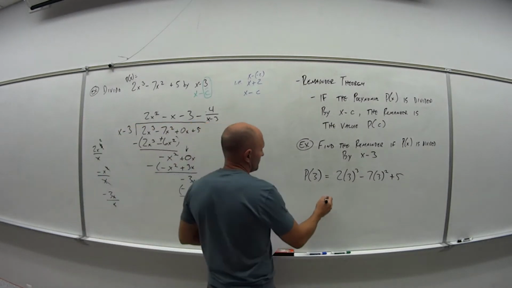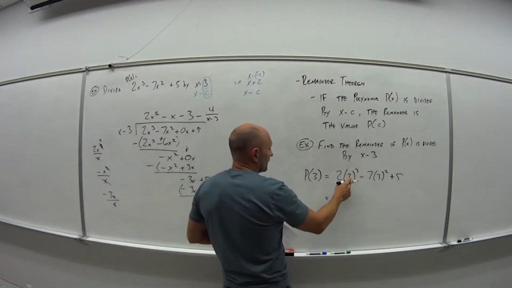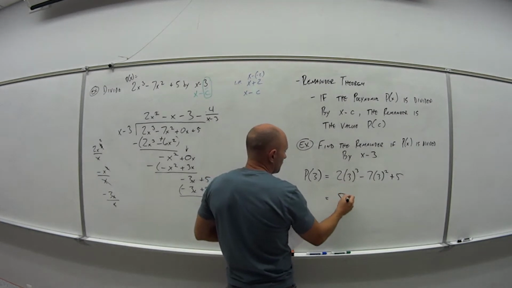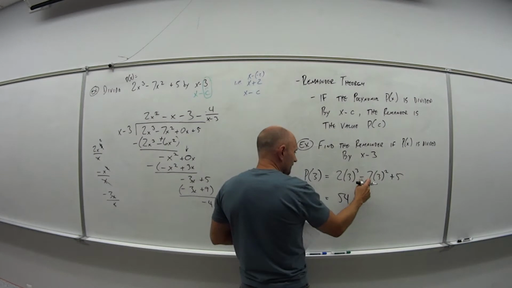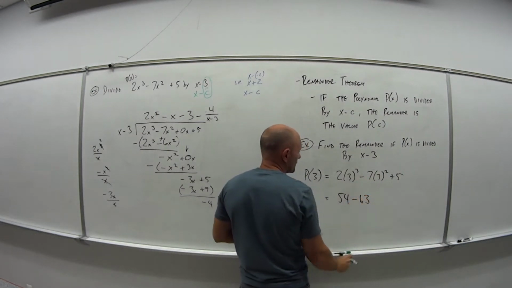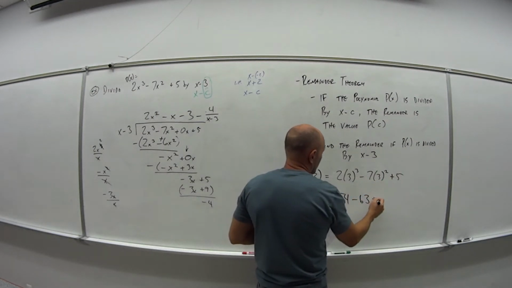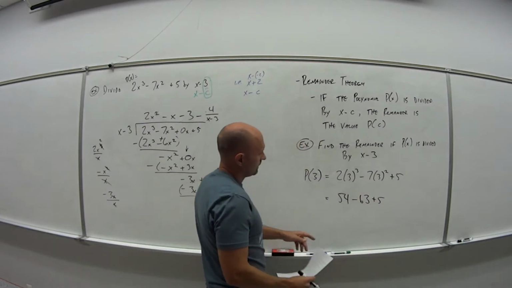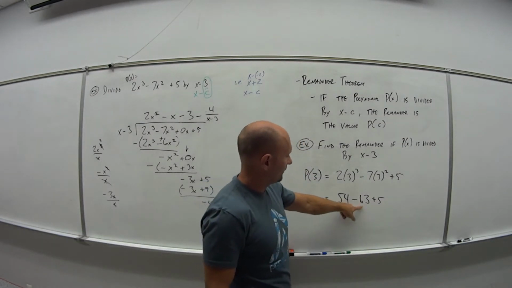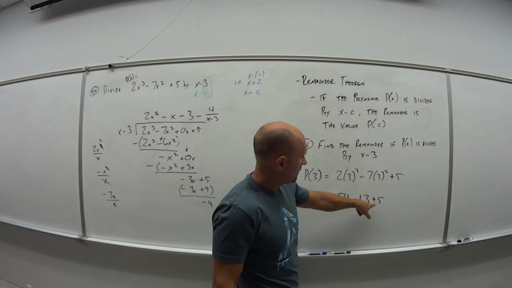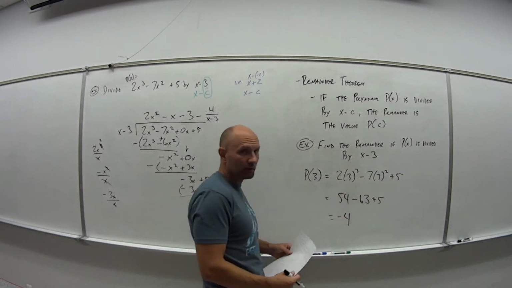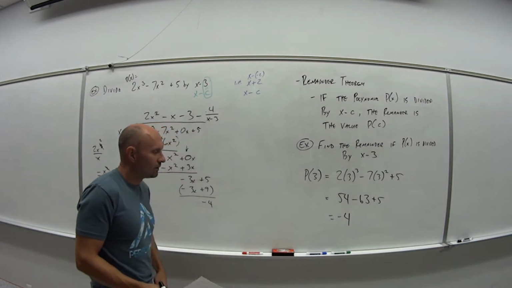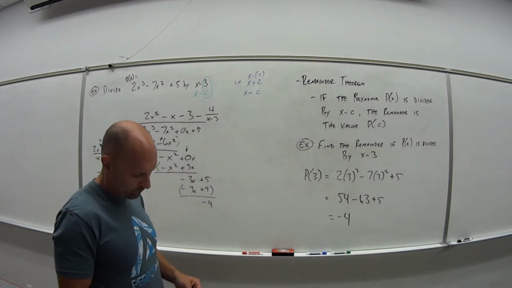Well, let's see. 3 to the third is 27 times 2 is 54. 3 squared is 9 times negative 7 is minus 63 and plus 5. So 54 minus 63, negative 9, plus 5, lo and behold, like magic, not really magic, it's the remainder theorem, we get negative 4 as an answer.